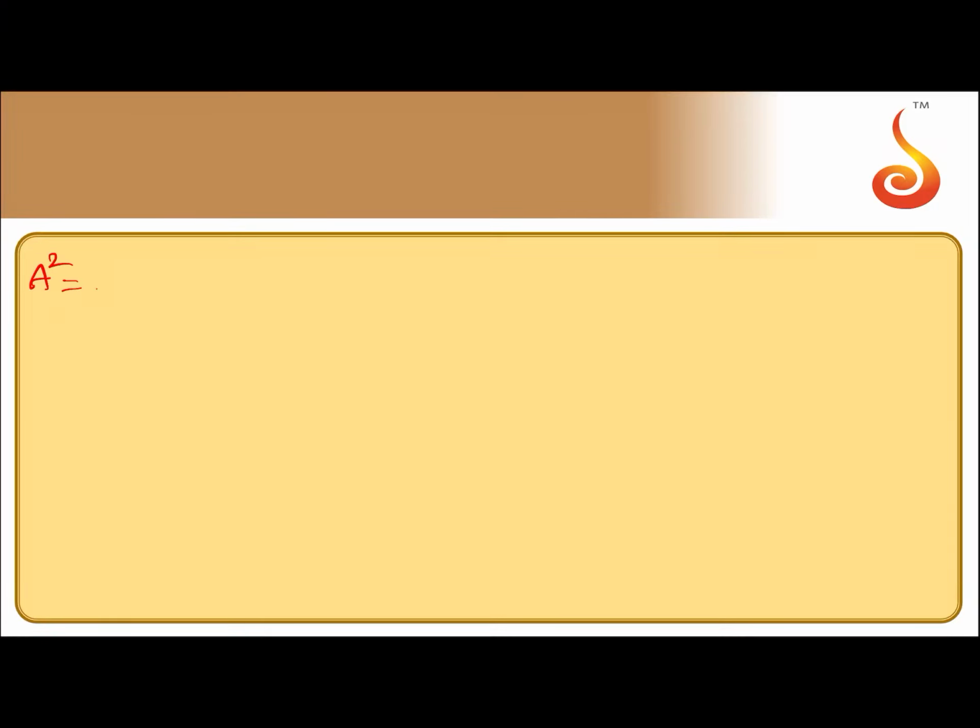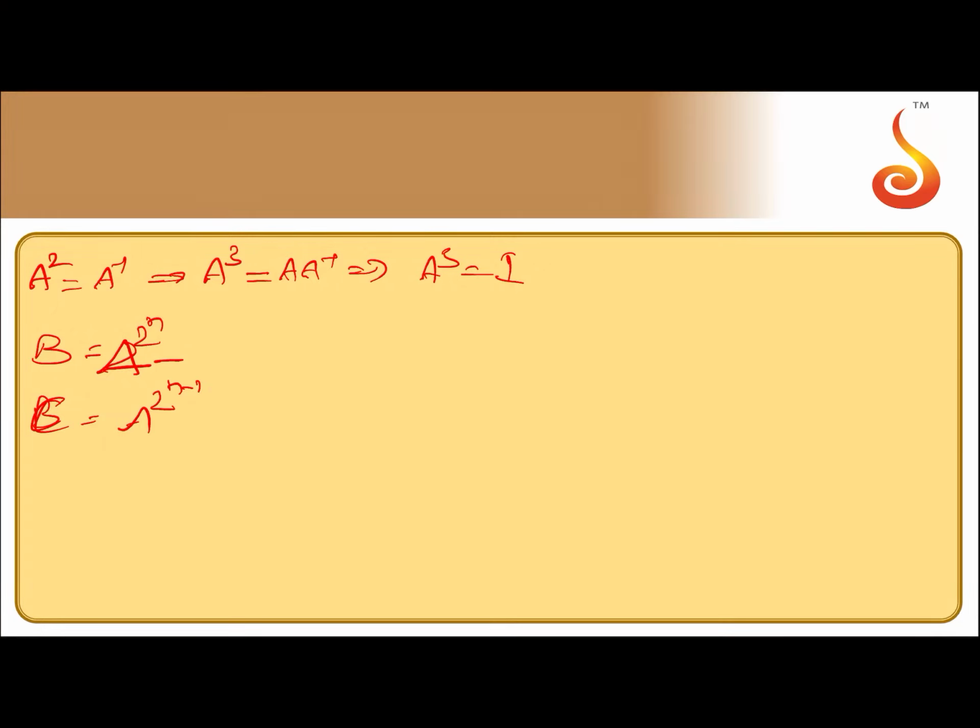A square is equal to A inverse, given. If I pre-multiply by A on both sides, A cube is equal to A multiplied by A inverse. That means A cube is equal to the unit matrix. You are given B is equal to A to the power of 2 power n, and C is equal to A power 2 power n minus 2.